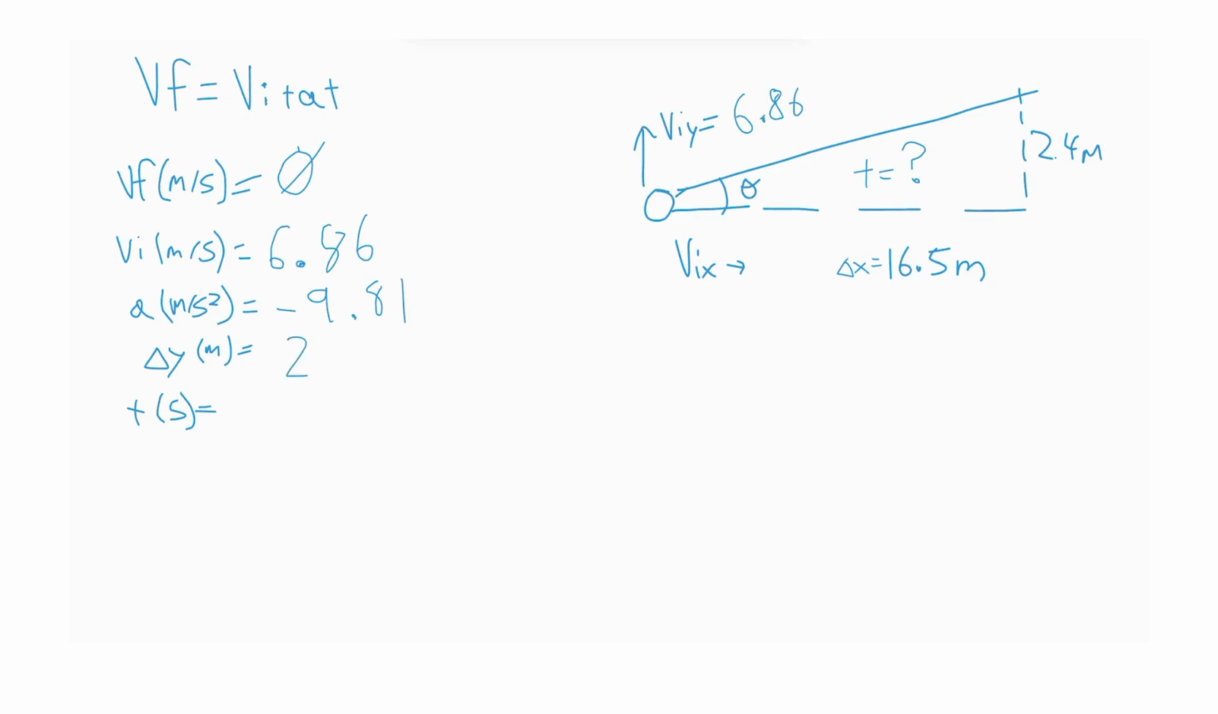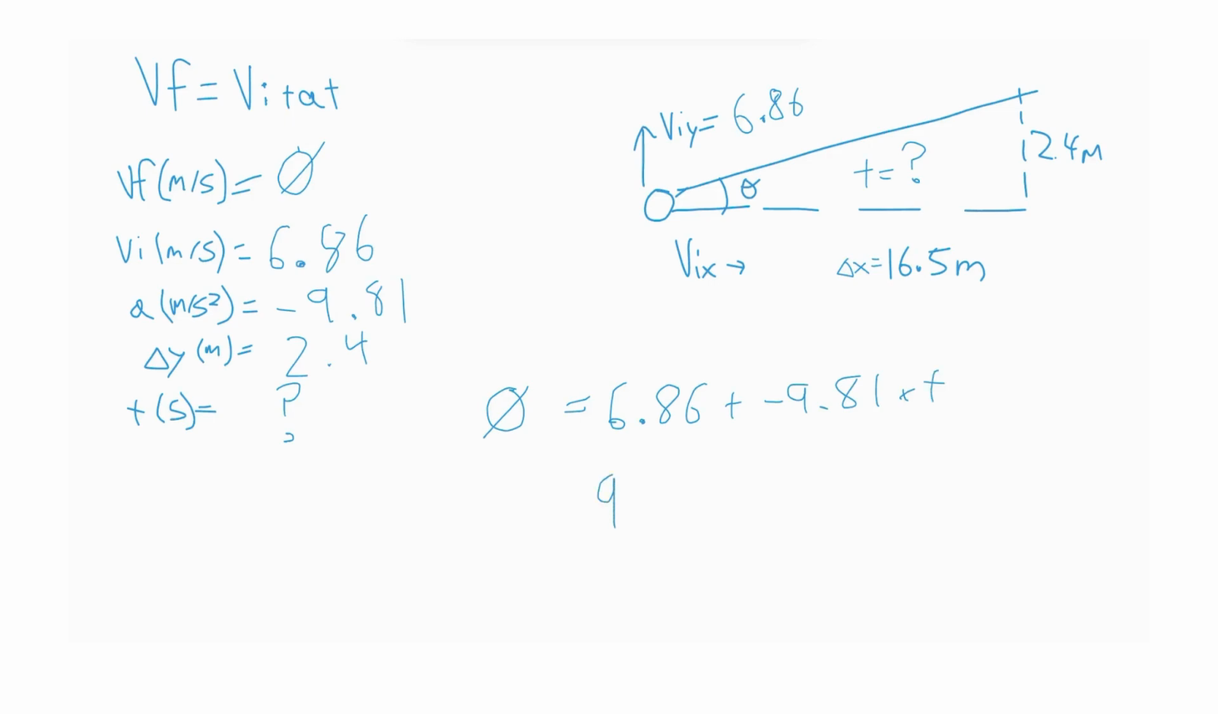Next, I like to write in our variables off to the side so I know where my numbers are coming from. We're going to plug in our numbers into the equation. So, velocity final equals 0, velocity initial equals 6.86, plus acceleration, which is negative 9.81, times time, which we don't know, so it's just t.